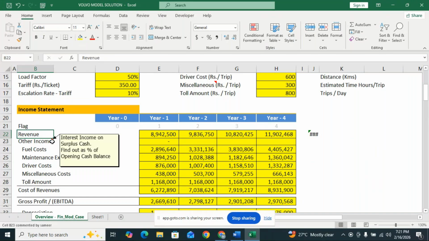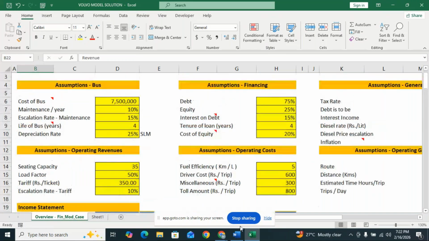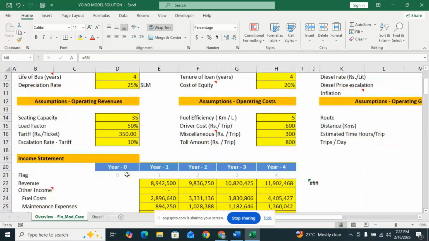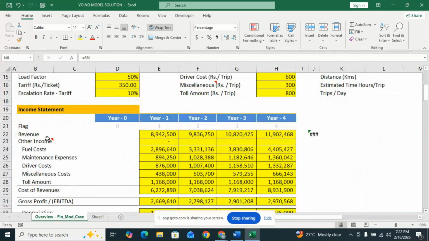Now we have got the opening cash balance, right? So it is a percentage. What is the percentage of the other income? It is 5%. Yes, the percentage of other income is 5%. Please come to the general assumptions here at the top. After your debt computation, we have interest income of how much? It is 5%. So the additional income earned by investing the funds is 5%. So see here, find out as a percentage of the opening cash balance.